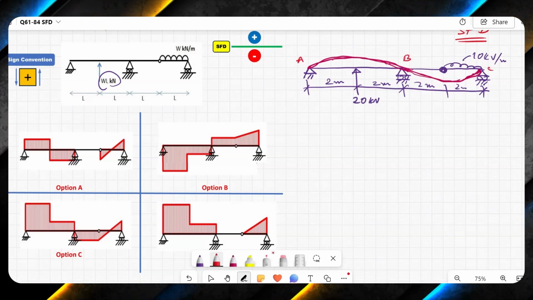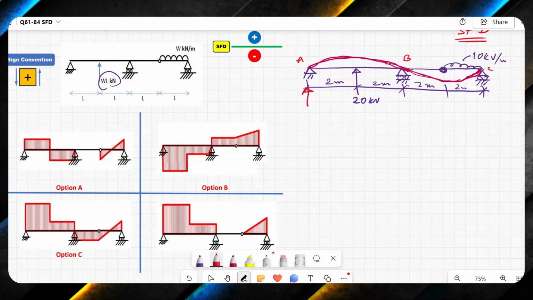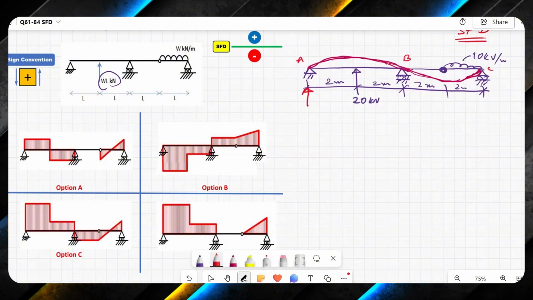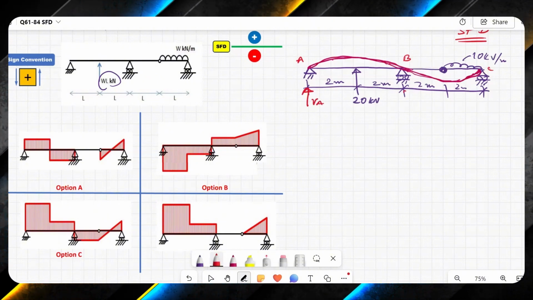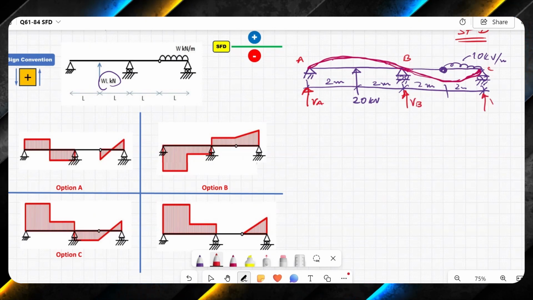But here, for the sake of clarity, I'm assuming that all reactions are acting upwards, although reaction at A is going to act downwards. And we will see in calculations if it is right or wrong. So VA, VB, and VC.